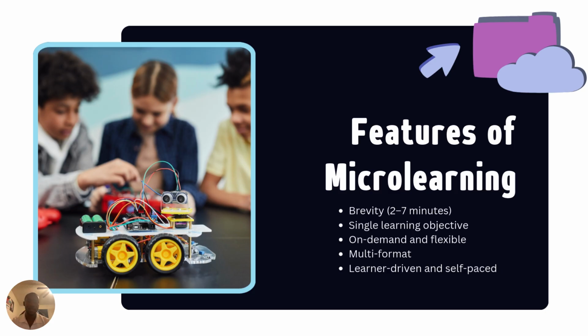Now, the features of micro learning. Like I mentioned in the previous slide, the name micro means that it's very small, and they are usually between 2 to 7 minutes in terms of the kind of activity or the kind of objective that you want to achieve. And micro learning is always directed towards a single learning objective.